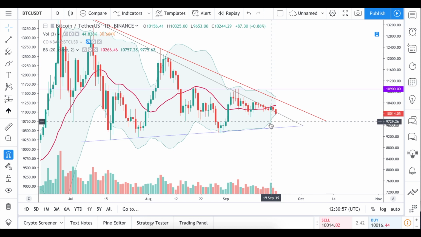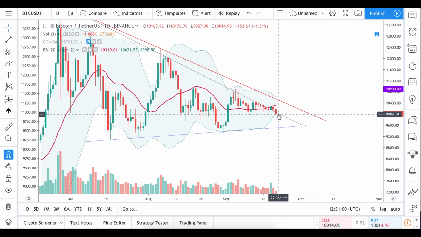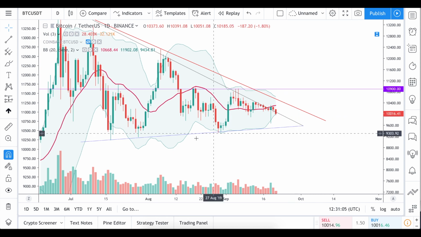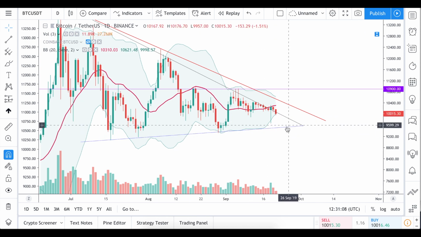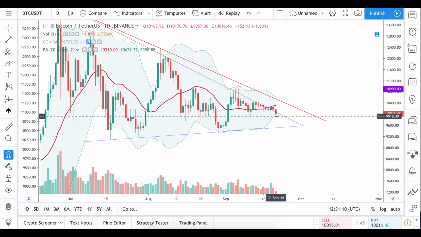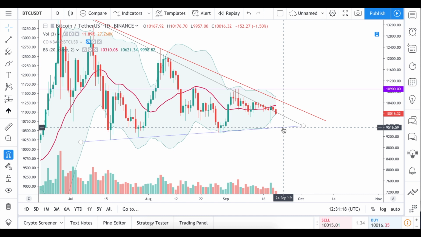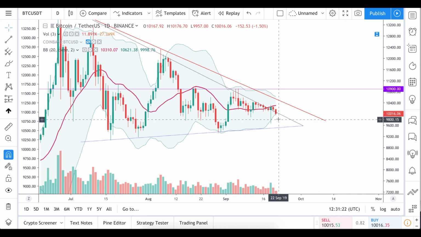We actually tested it once, second time, third time, and it's so far from the triangle support line right now that it's very unlikely, in my opinion, that we'll break the lower band of the Bollinger Bands and go straight to this support and break even that one. So I would say that even if we go lower, then probably not that much.